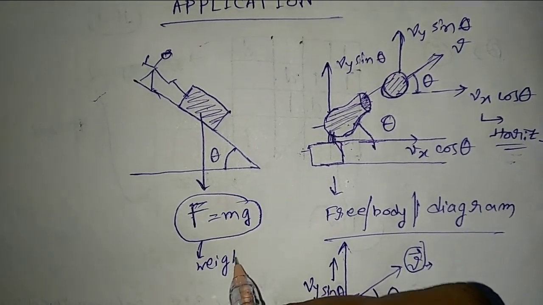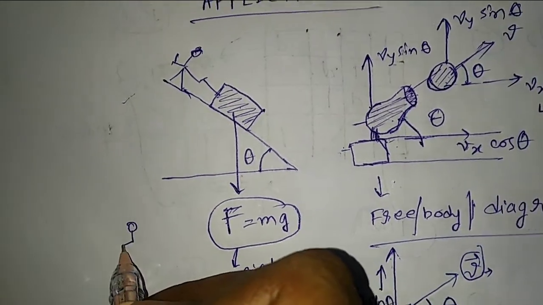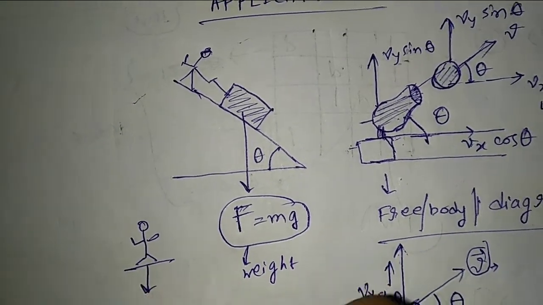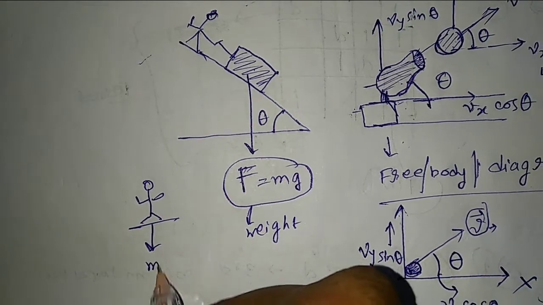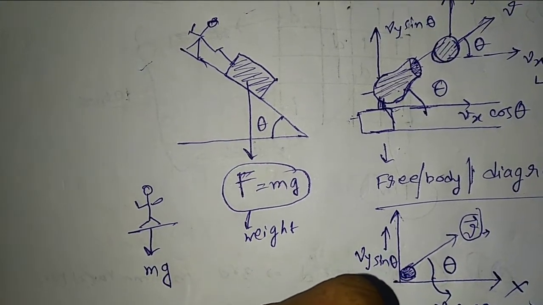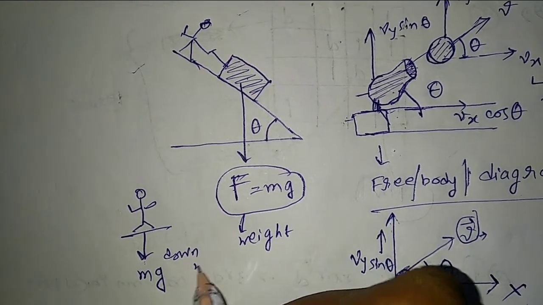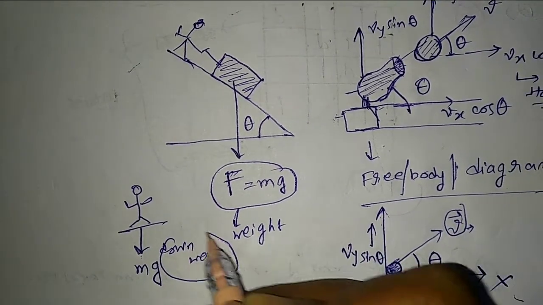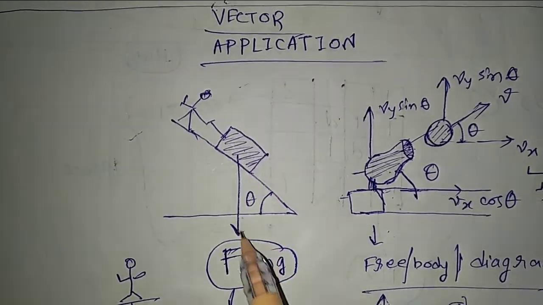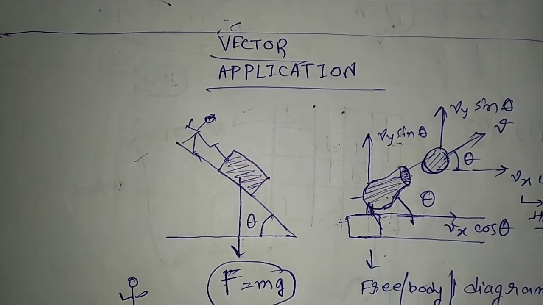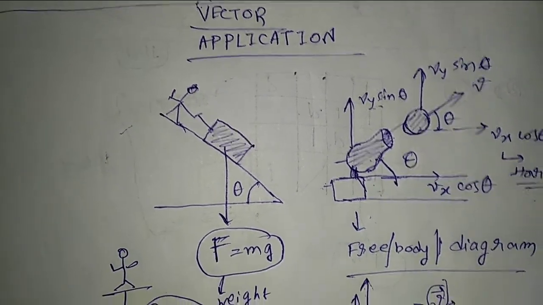Because you know when you are sitting or standing on the ground, the gravitational force always acts downwards. So force is always downward. So this is mg. Here also the force is acting downward, but the angle is now theta. So how to resolve this force?